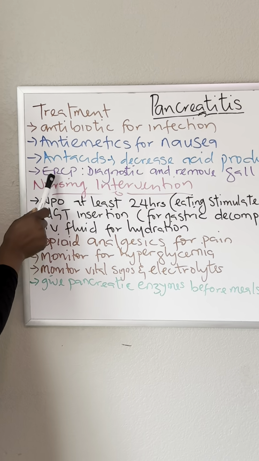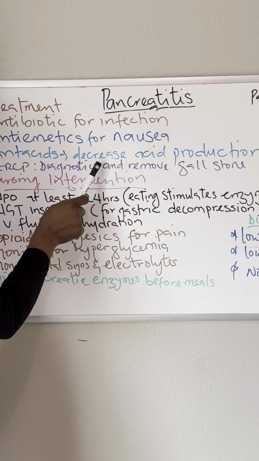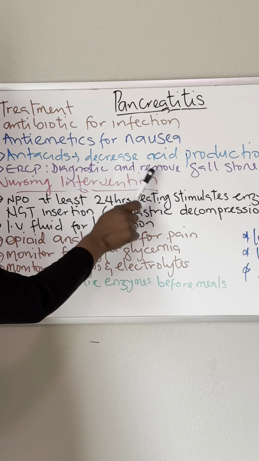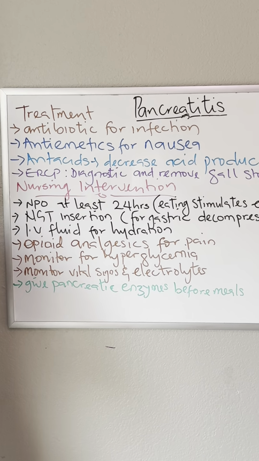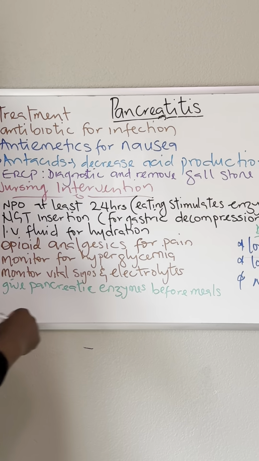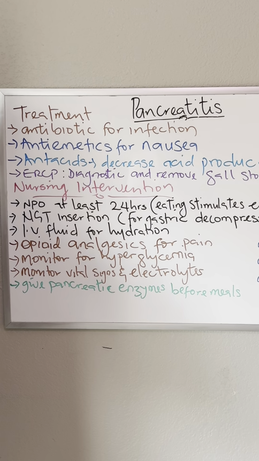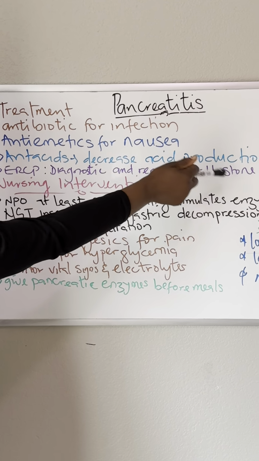Then we'll move on to do ERCP, which is a diagnostic test, and this test also helps to remove gallstones. The gallstone that is blocking the pancreatic duct, ERCP helps in the removal of that stone, thereby allowing the enzymes that are produced in the pancreas to flow out.